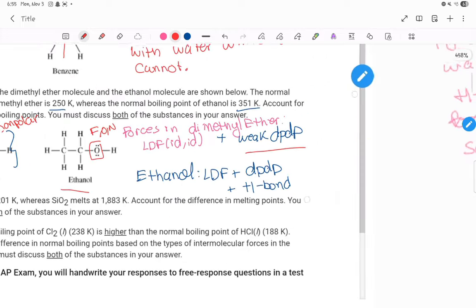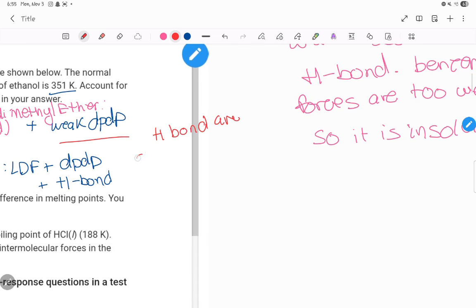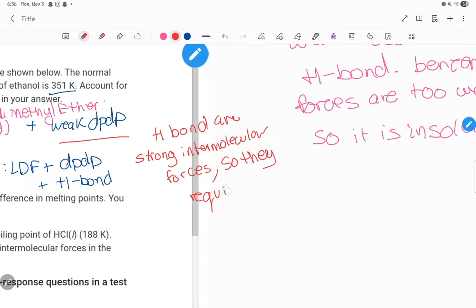Next thing we say is that hydrogen bonds are strong intermolecular forces, right? So they require more energy to break bonds.